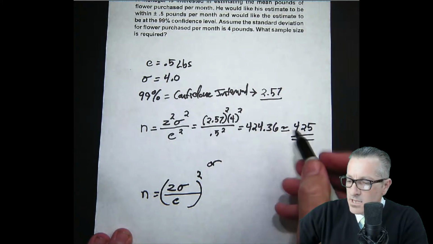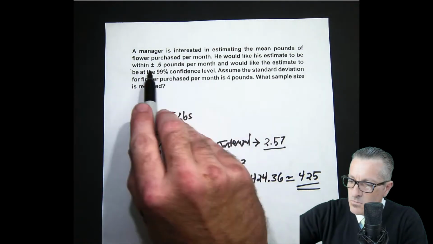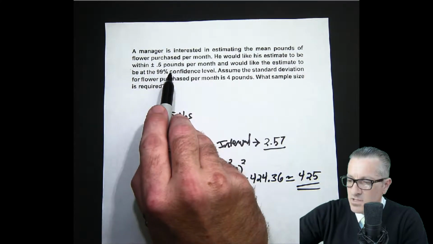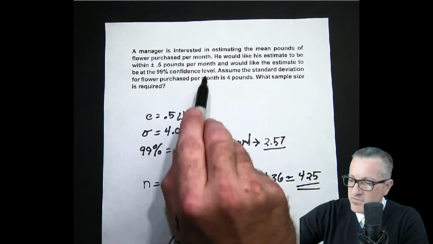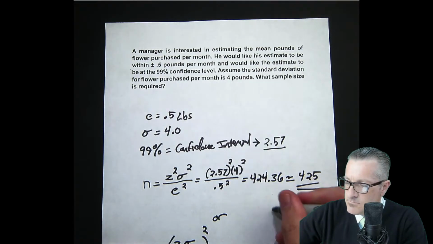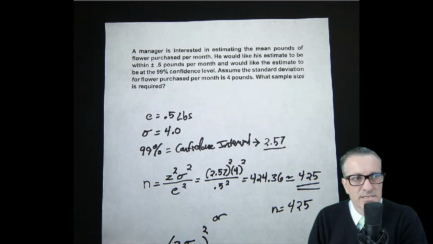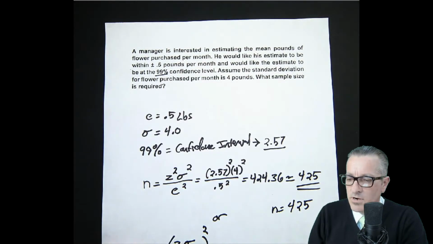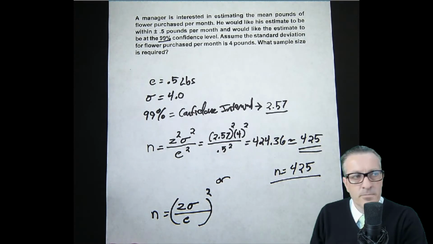So that's it. We did the confidence interval. He'd like the estimate to be within plus or minus 0.5 pounds per month, and would like the estimate to be at the 99% confidence level based on the information that's provided. The n would have to be 425. So it's a pretty big sample. But you see the confidence level right here is pretty large, so we would have to have a big sample. Okay. Thank you for watching.